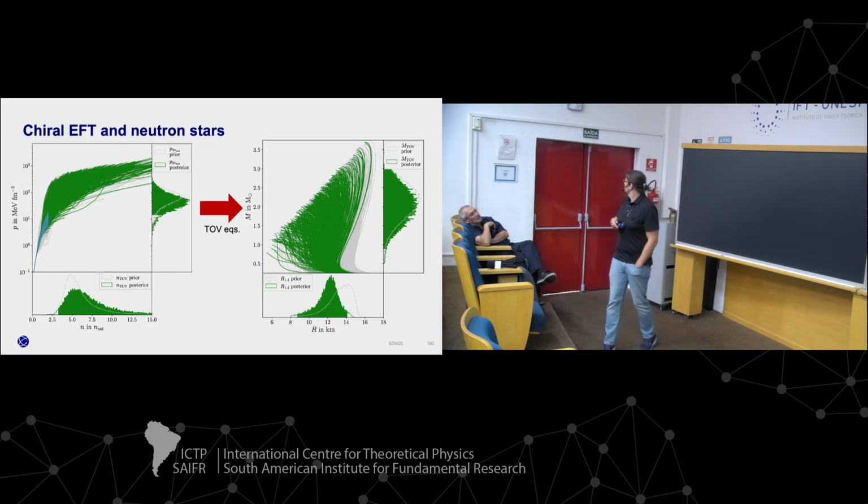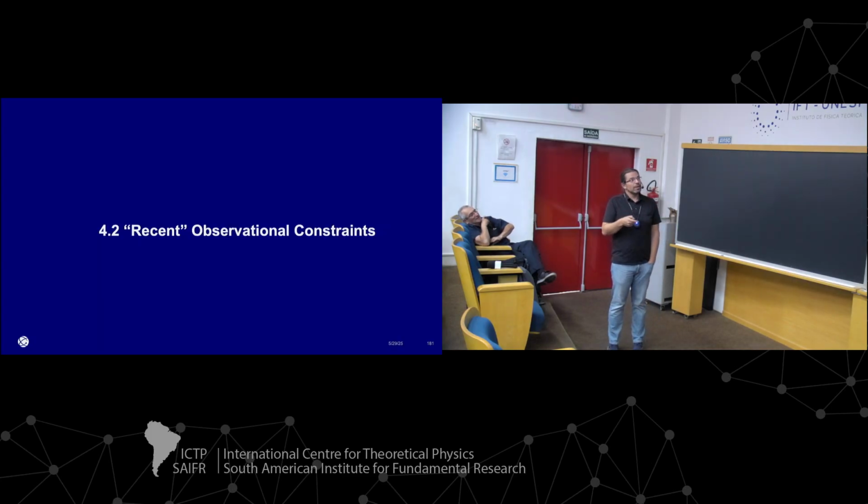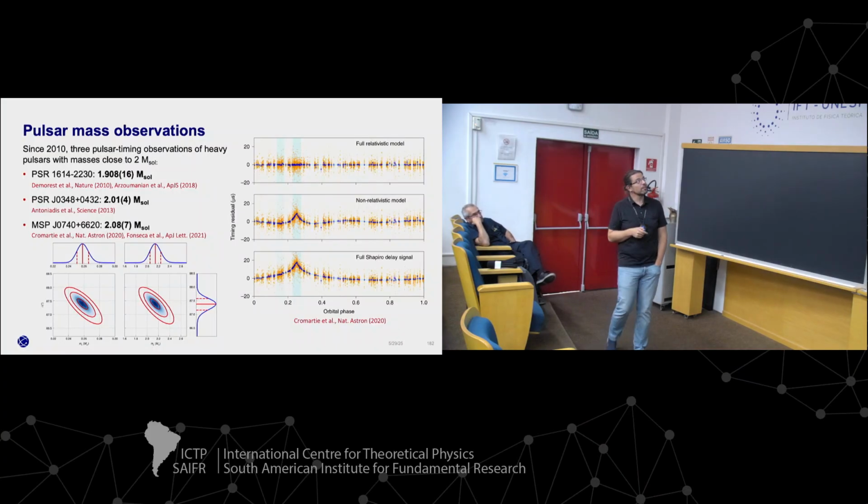Okay, 25 minutes? Okay. So how do we now use observations to constrain this further? So basically, that's your question. The first thing that one can measure are masses of neutron stars. For this, one uses pulsars mostly. So there's something called pulsar timing.